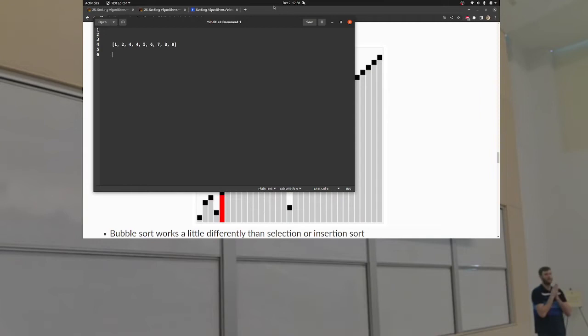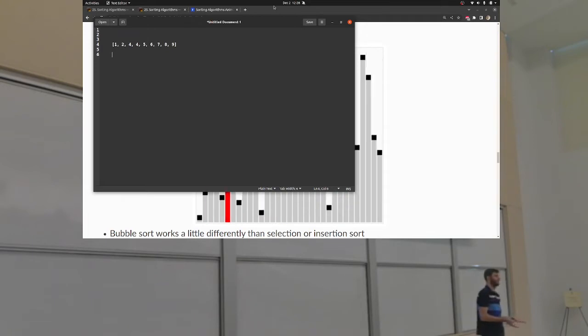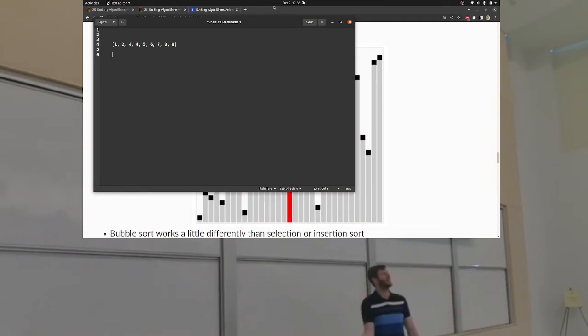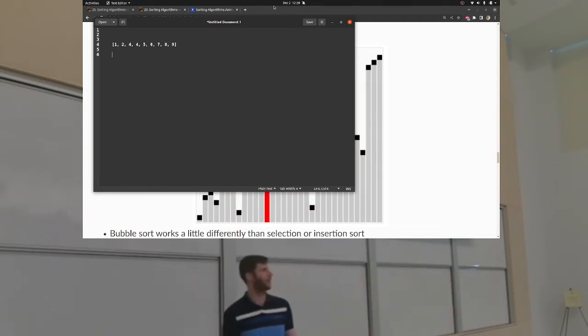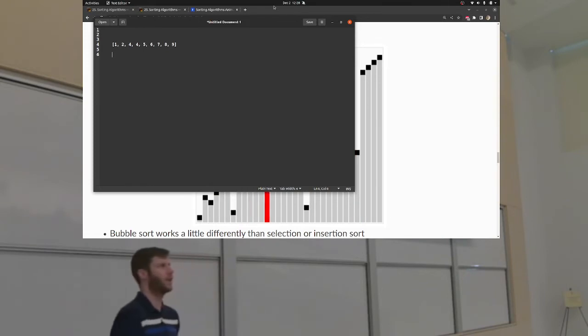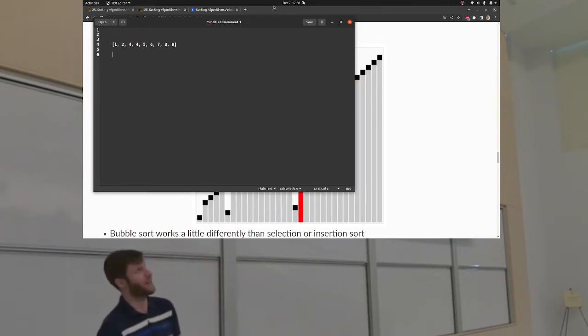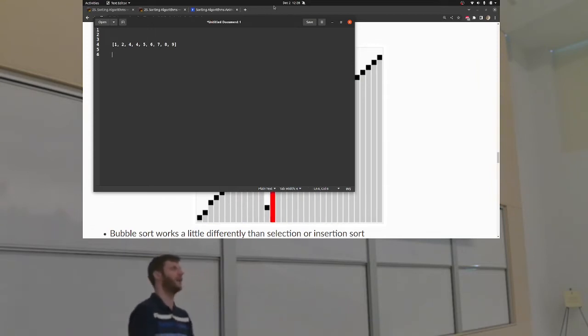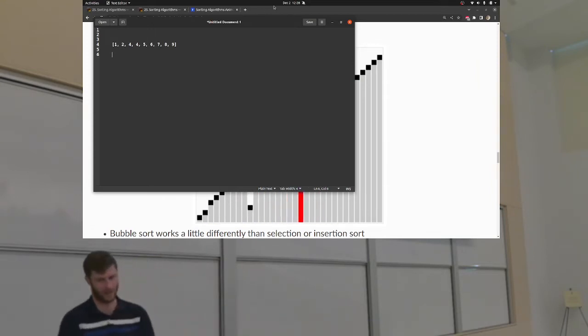If I ever do one pass and I don't swap anything, what do I know? It's sorted. That's what you're getting at, right? So if I ever do a pass and nothing got swapped, that means nothing was out of order. And if nothing was out of order, then the list was sorted. Okay, great. That's the best case scenario.